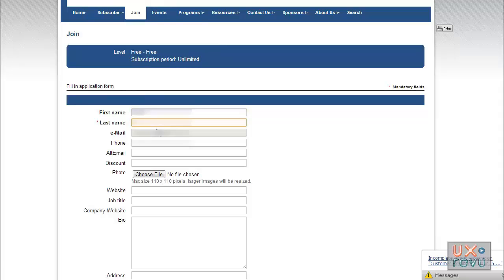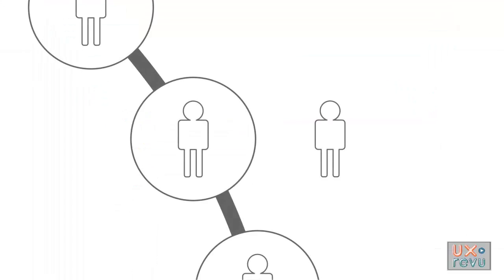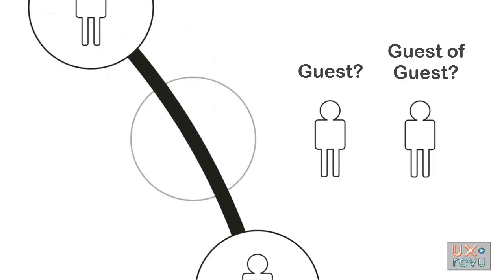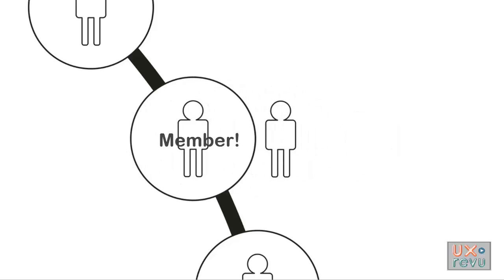Let's think about what just happened. As an outsider, the user had to think hard through the event registration process. Initially thinking of herself as a guest of the organization, she ultimately took a chance that applying for a membership was the way to register for the event. How did she feel about that?